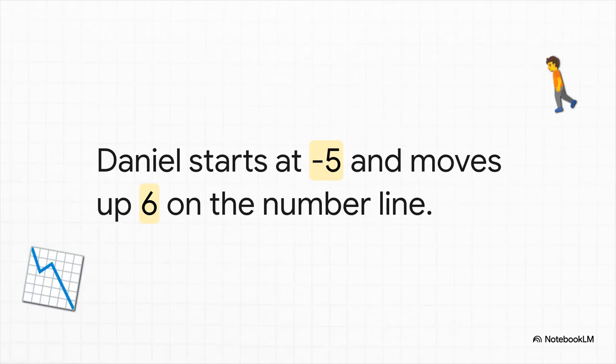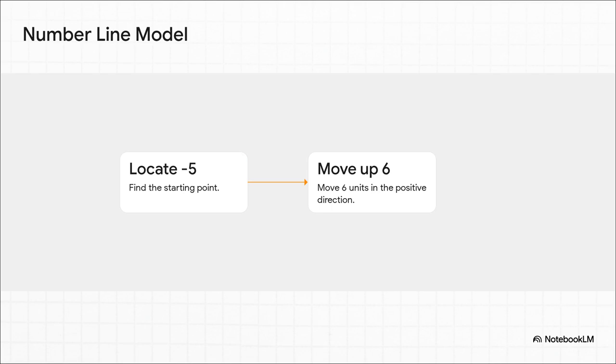Aha! Okay, here's where it gets really interesting. Example 2 brings in Daniel. He's starting at -5. And notice the shift. We're not talking about collecting scrolls anymore. The story has changed. Now it's about moving up and down a number line. And this is the key, right? It's all about how you visualize it. The instructions are simple. First, you find -5 on the number line. Then, you just follow the story. It says he moves up 6, which just means you count 6 spots in the positive direction. The story is literally a set of directions for using the number line.